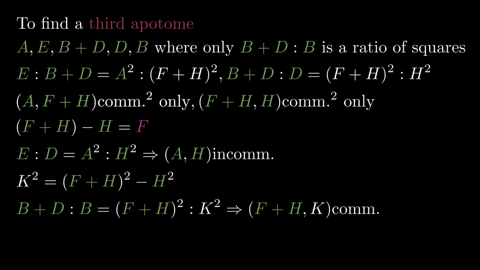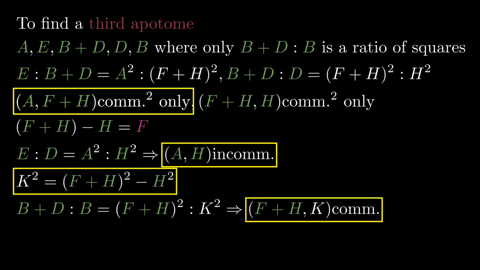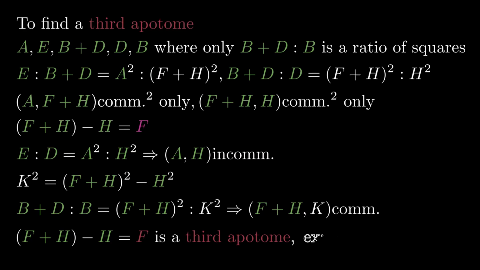Thus overall, the given rational a is incommensurable with the whole f plus h, and the annex h and the whole f plus h is commensurable with the side of the whole squared minus the annex squared. Thus by definition, f plus h minus h, equaling f, is a third apotome. An example of a third apotome is 3 root 2 minus root 10, with root 10 as its annex.